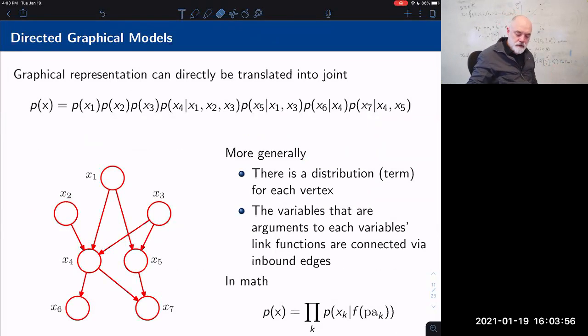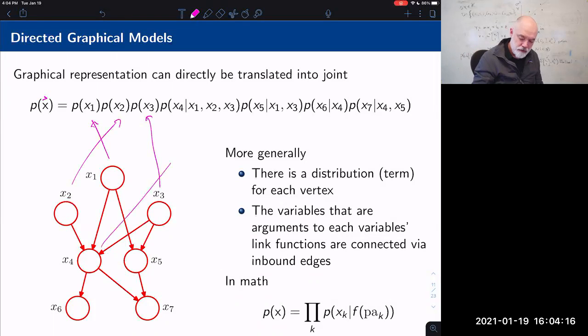The graphical representation and the actual factorization of the joint are directly translatable from one another, right? So we have some vector here, p of x, consisting of x1 to x7. And you can basically pick off the terms here. So there's this term, this term, this term, and so on and so forth, right? This is not a complete factorization, right?